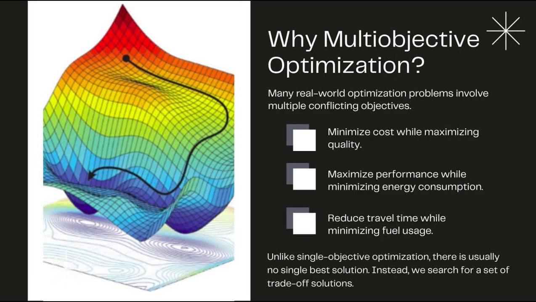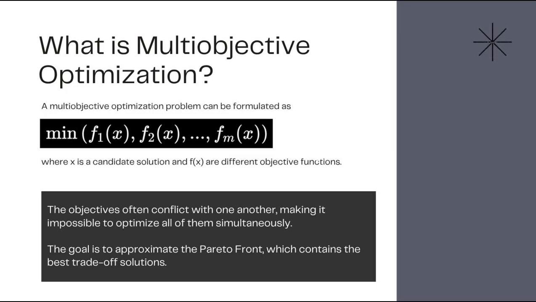A multi-objective optimization problem can be formally expressed as minimize f1(x), f2(x), all the way to fm(x). In this formulation, x represents a candidate solution, the functions represent the different objective functions, and m represents the total number of objectives. Each objective function measures a different criterion of quality or performance. The problem may also be formulated as maximization or as a combination of minimization and maximization objectives, but a minimization formulation is often used for clarity.